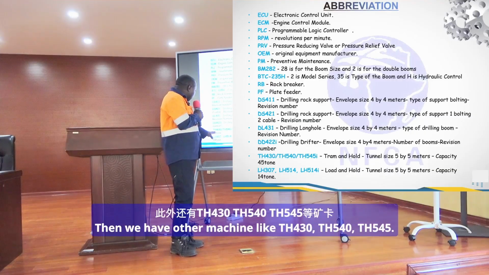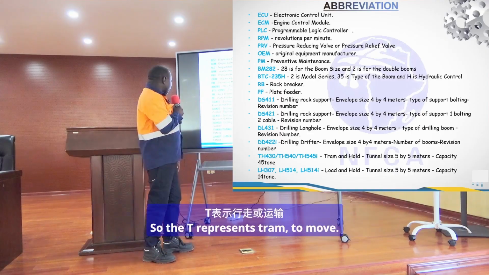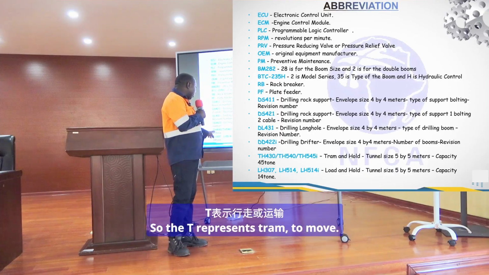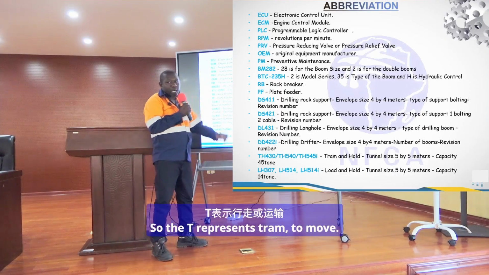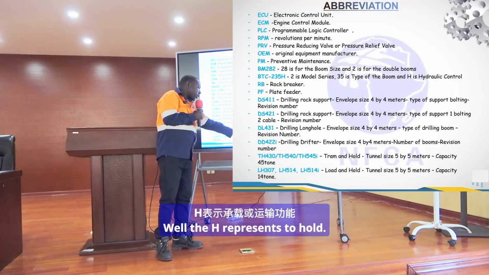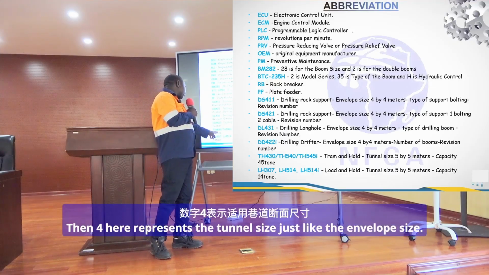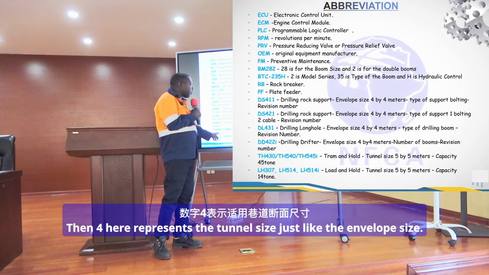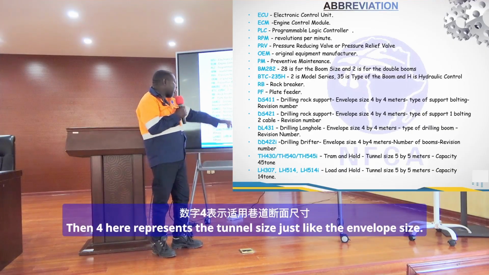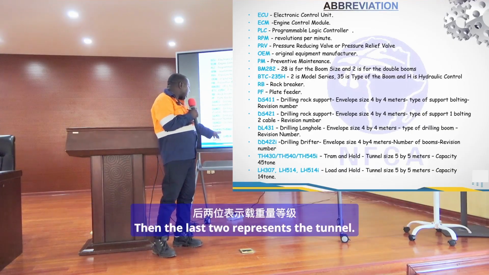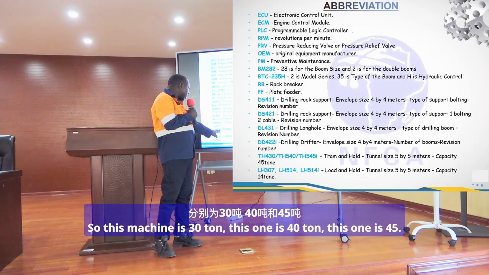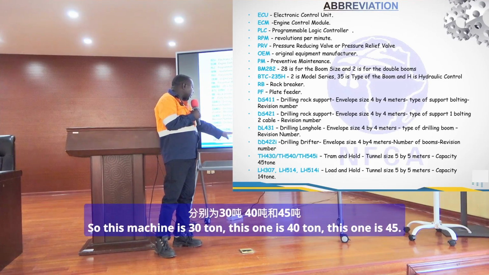Then we have other machines like TH430, TH540, TH545. So the T represents tram, to move. Well, the H represents to hold. Then the 4 here represents the tunnel size, just like the envelope size. Then the last 2 represents the tonnage. So this machine is 30 ton, this one is 40 ton, this one is 45.